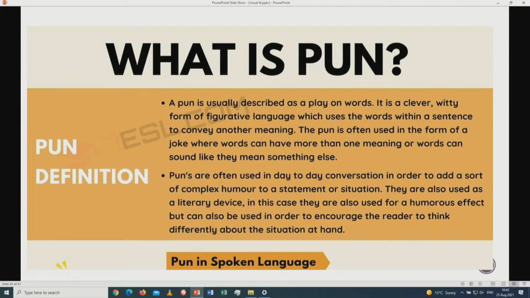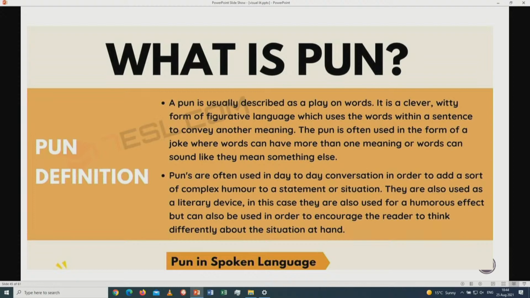A pun is usually described as a play on words. It is a clever, witty form of figurative language which uses the words within a sentence to convey another meaning. The pun is often used in the form of a joke where words can have more than one meaning, or words can sound like they mean something else.